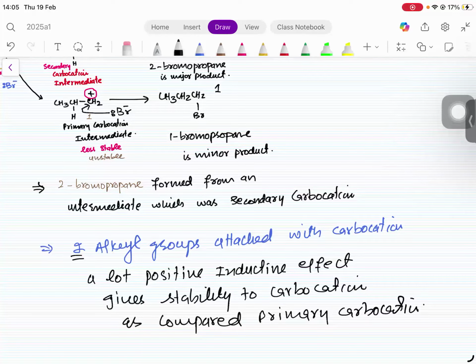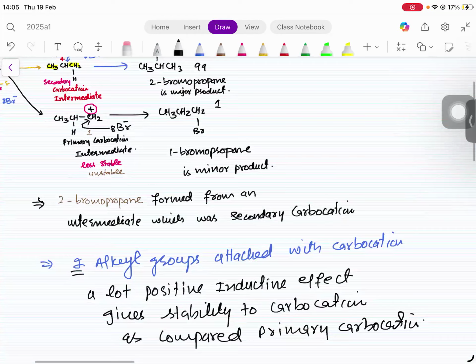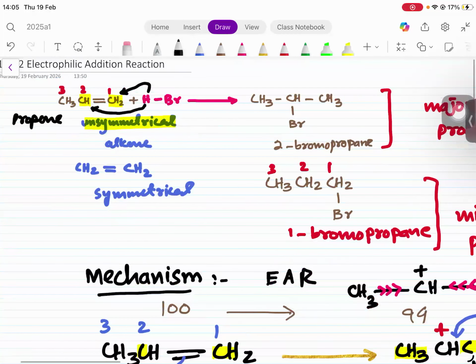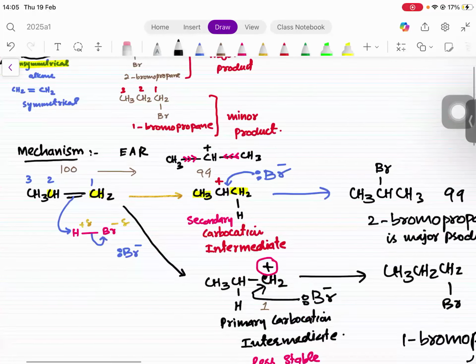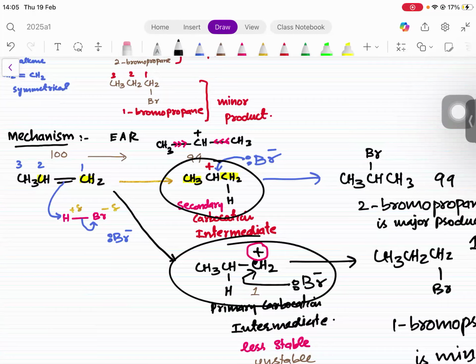Now you see, look at this. Have you done writing? Okay, now look at this. Once you write the mechanism, you get that this was the secondary carbocation and this was primary, that's why secondary was more stable, therefore the product formed from it is major.